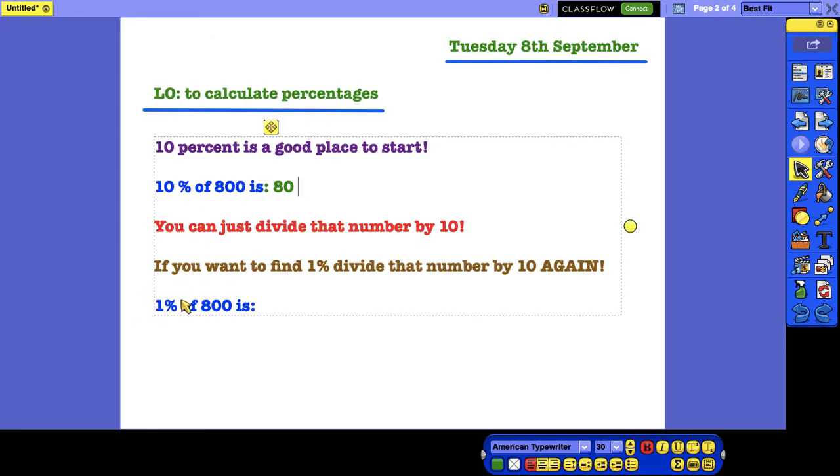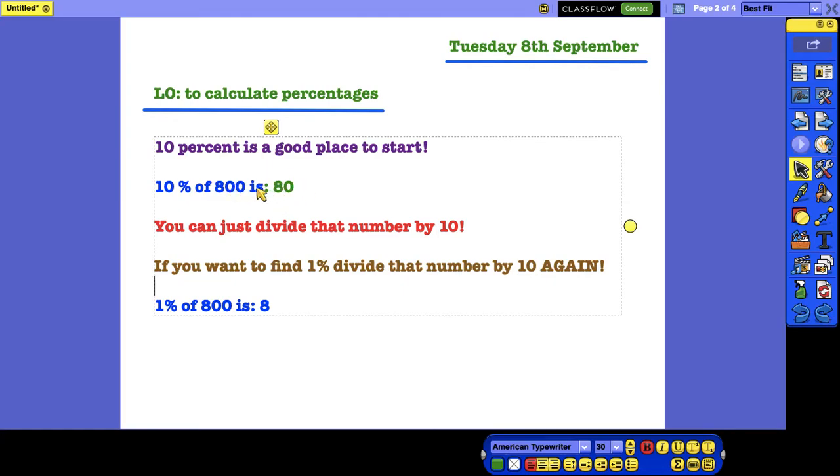If you want to find 1% of something, all you've got to do is divide the answer, the 10%, by 10 again. And then you get 1%. So if we divide 80 by 10, we've got 8. So now we know how to find 10%, very easy, divide by 10. How to find 1%, divide that 10% by another 10. And that's it. So now you know how to find 1% of any number.